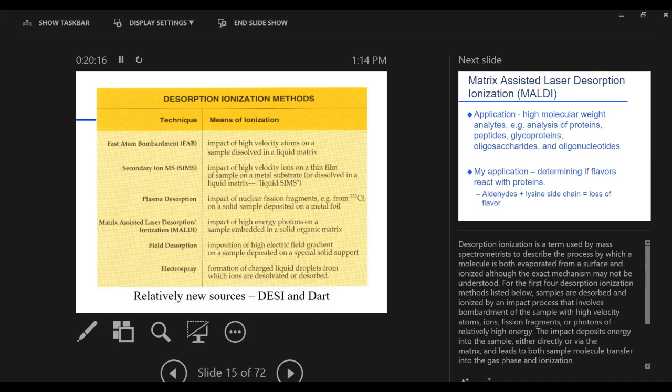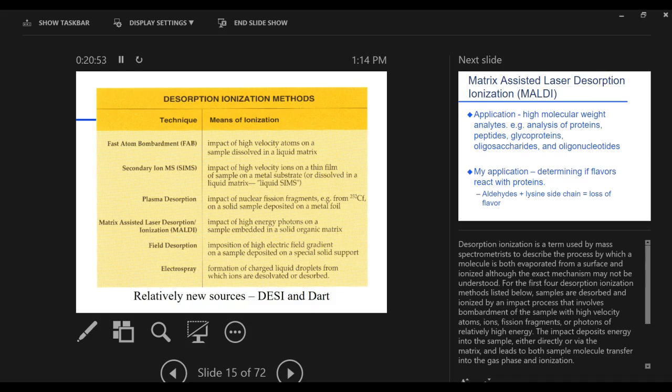And so, different ways to ionize: fast atom bombardment, impact of high velocity atoms on a sample dissolved in a liquid matrix. So we're going to smack our target, a molecule we want, with a high energy. It's going to blow into pieces just because of the energy of collision. Secondary ion mass spectrometry: impact of high velocity ions on a thin film of sample on a metal substrate dissolved in a liquid matrix.